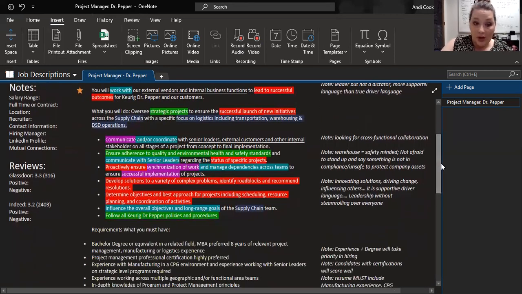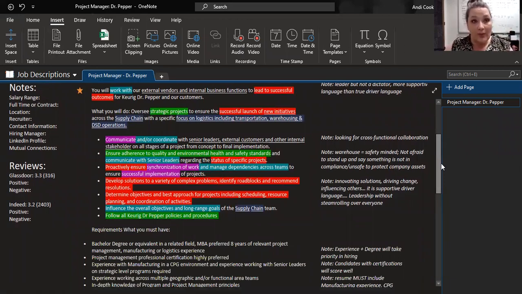Communicate would be more kind of your expressionist language, synchronization of work, successful implementation. Those are more of your almost expressionist storyteller kind of language, but it's really, if you notice, a very small part of this. As we dig down deeper into what they describe here, it really takes shape into this driver kind of analytical piece, but definitely driver supportive language. So they're looking for cross-functional collaboration. It's very clear here on communicate and or coordinate with senior leaders, external customers, and internal stakeholders.